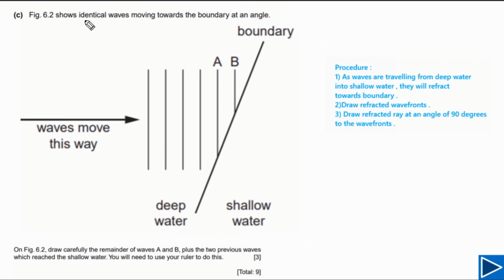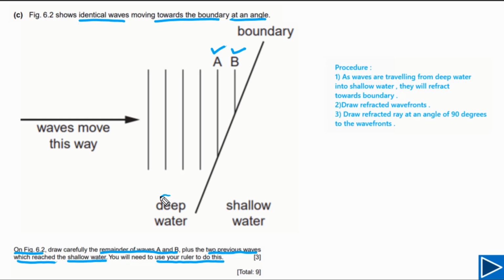For part C, two identical waves moving towards the boundary at an angle. It is given there are two identical waves, meaning wave A and wave B. For this question, we need to draw on figure 6.2 the remainder of the waves A and B, plus the two previous waves which reached the shallow water. We also need to use a ruler so we can draw in a proper way.